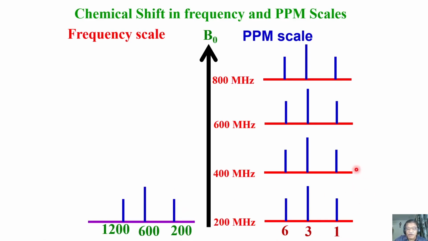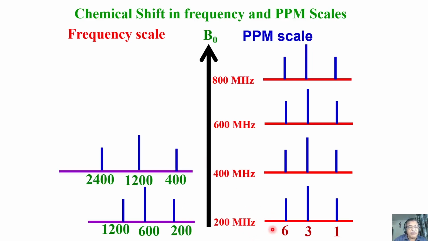So 1 ppm at 200 megahertz is 200. 3 ppm at 200 megahertz is 600 hertz. 6 ppm is 1200 hertz. I have been telling you how to convert ppm to frequency. I simply multiply by the resonating frequency, discarding the 10 to the power 6 term. That's all we have to do.